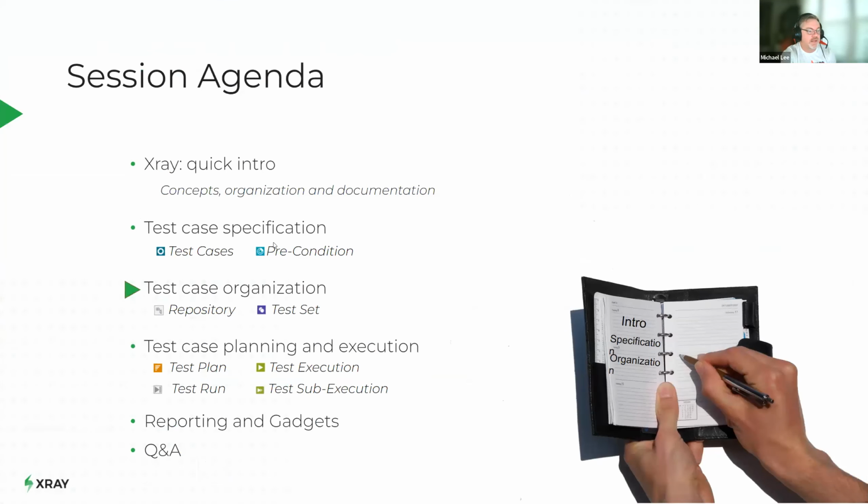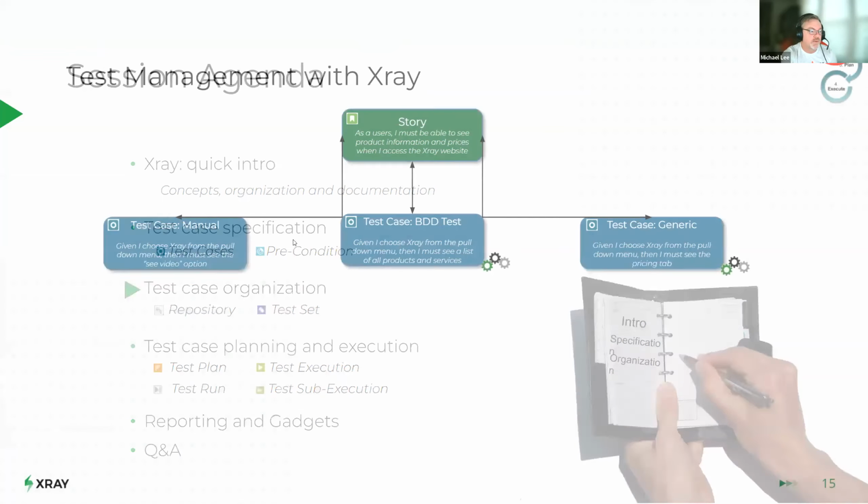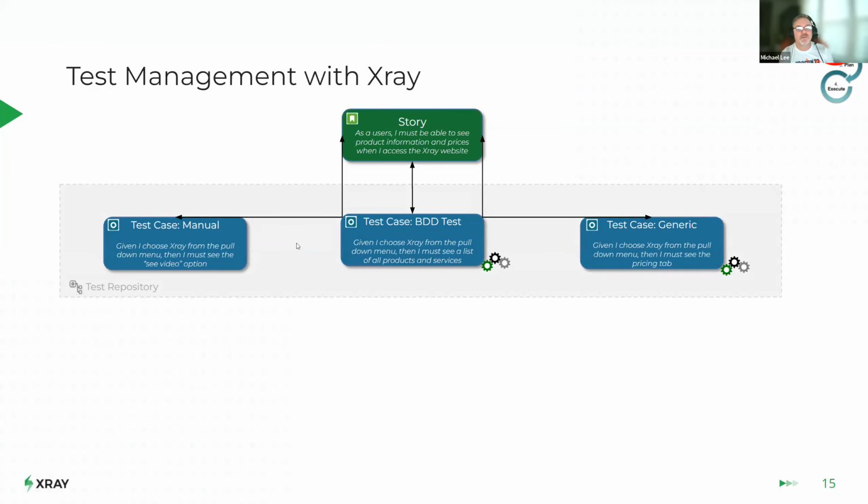So once we have the test created, then we need to organize these tests. And we'll do that in a number of ways. So firstly, we have the test repository. I mentioned when you create a test, the first thing it's going to do is get linked to a home repository where you're going to go find that test.